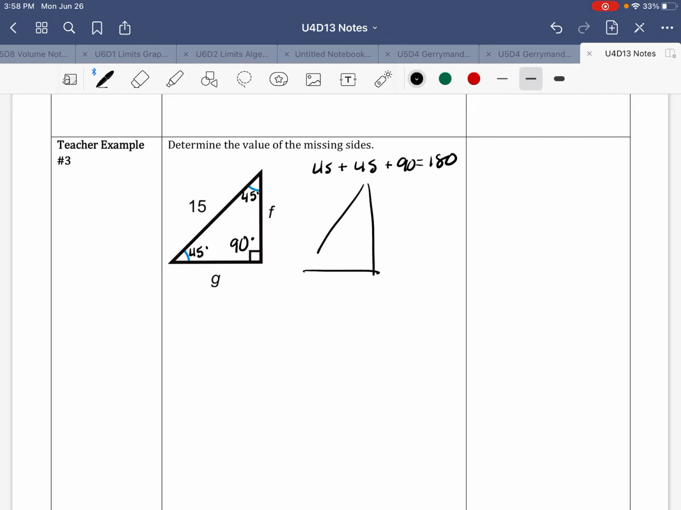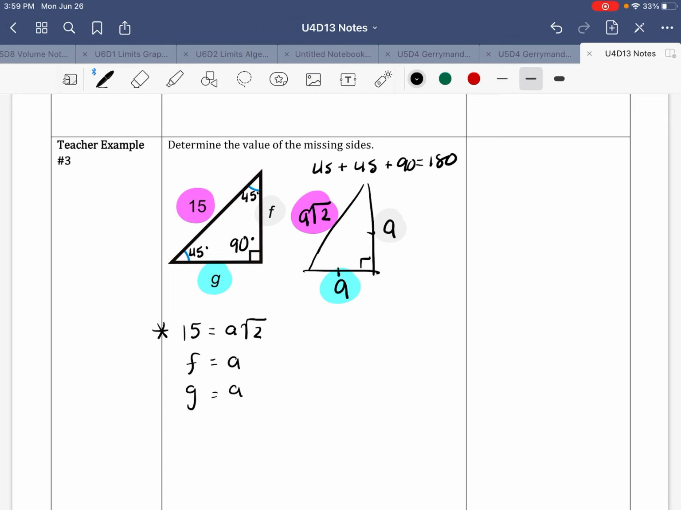So we're going to draw that guide triangle in the orientation of our given. And then write our 3 equations. So here 15 corresponds with A square root 2, F corresponds with A, and G corresponds with A. So we can write 15 equals A root 2, F equals A, G equals A. Our first equation, 15 equals A root 2, is the one with only one variable. It is the one that we're going to solve.